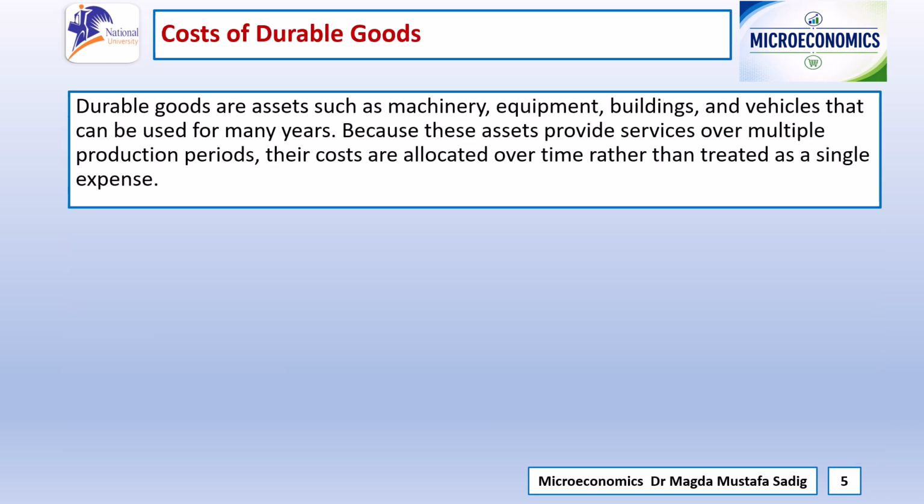Cost of durable goods. Some resources last for many years. Examples include machinery, buildings, computers, vehicles. These are called durable goods. Since these assets are used over several years, their cost is spread across many production periods. This process is called depreciation. Instead of charging the entire cost in 1 year, businesses allocate the cost gradually. This gives a more accurate measure of production cost.